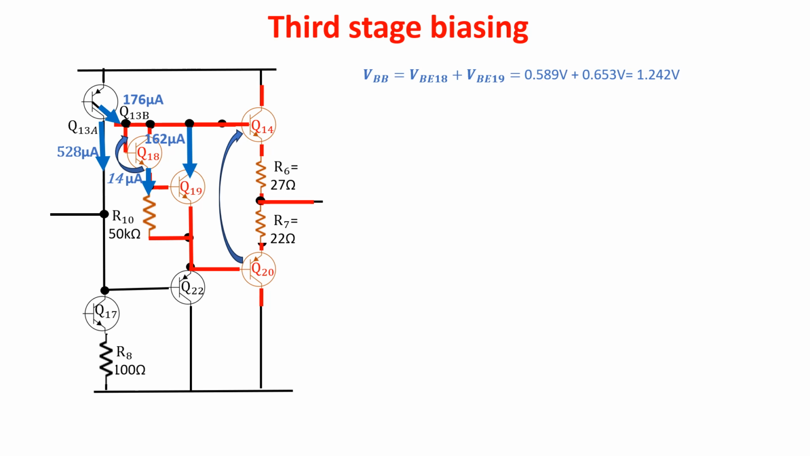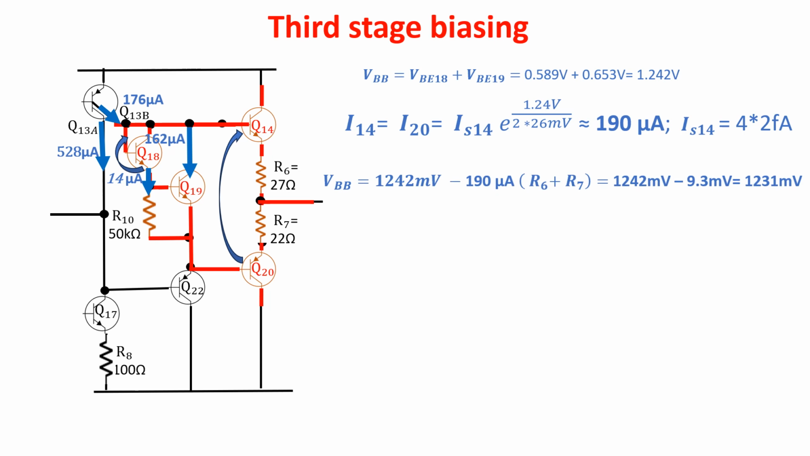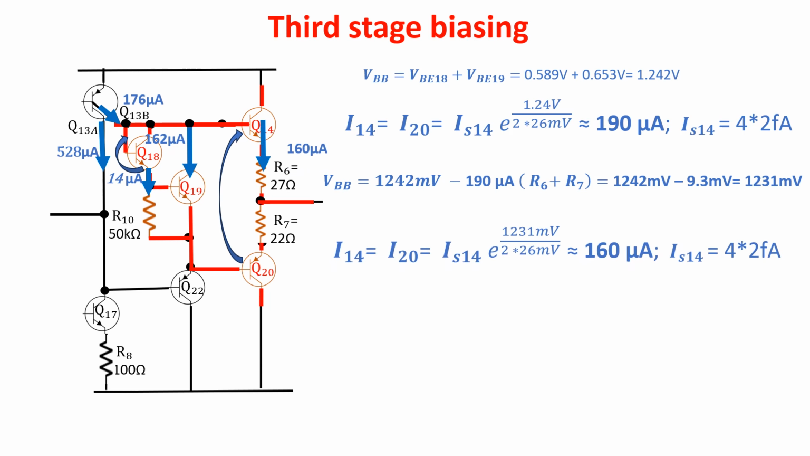Q14 and Q20, neglecting the resistors R6 and R7, then the standby current in the output would be this, dropping on VB14 1.24 volts divided by 2. But because we do have R6 and R7, the voltage drop on the emitter-base junctions of the push-pull configuration is less, so the standby current is around 160 microamps. As you see, this current has the same magnitude of that flowing in Q19, despite being the output BJTs 4 times larger.